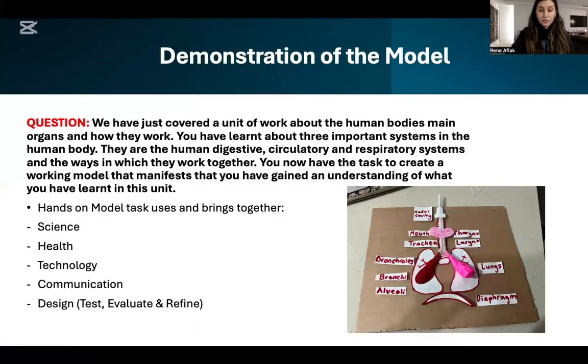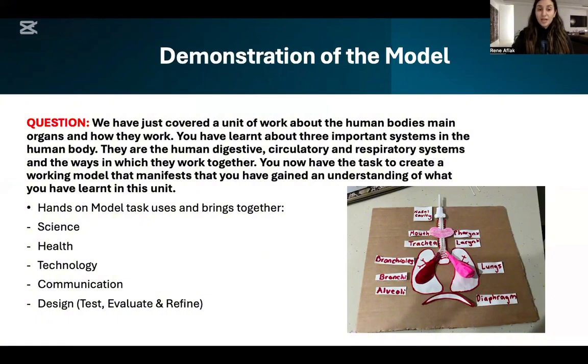Demonstration of the model. After the unit of work, the question can be given to students that we have just covered a unit of work about the human body's main organs and how they work. You have learned about 3 important systems in the human body. They are the human digestive, circulatory, and respiratory systems, and the way in which they work together. You now have the task to create a working model that manifests that you have gained an understanding of what you have learned in this unit.